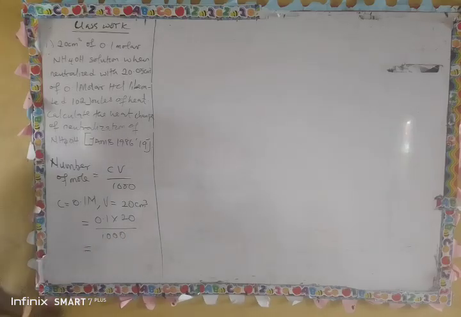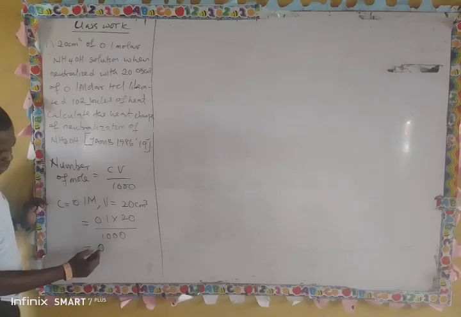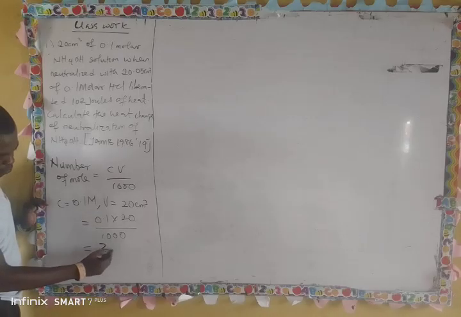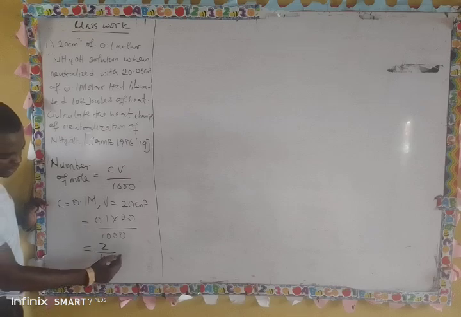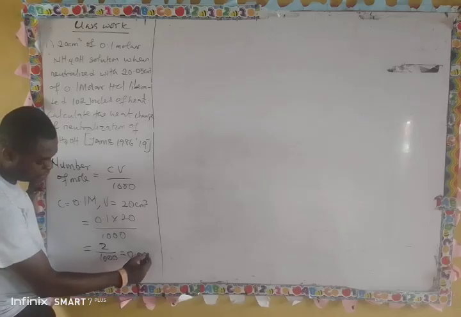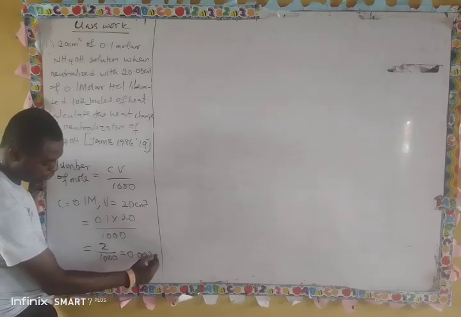Can our calculator press and tell us what it is? 0.1 times 20 is 2 over 1000. Yes, 2 over 1000. And our answer gives us what? 0.002 mole.